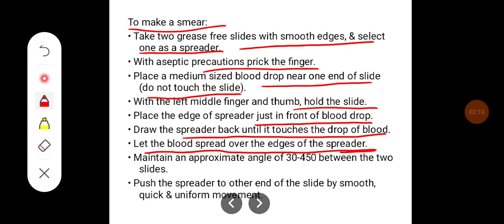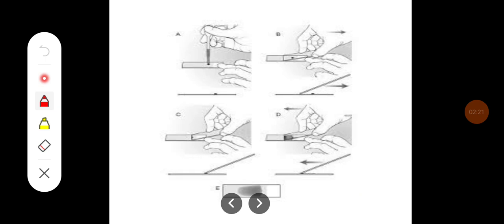Then, maintaining an appropriate angle of 30 to 45 degrees between the two slides, push the spreader to the other end of the slide by smooth, quick and uniform movements. Okay, so this is how the procedure is to make a good smear. So take a drop of blood. Then place the spreader just in front of the blood drop, then pull it back and spread the blood throughout the edges. Then maintaining uniform forward movement, just push it in the forward direction, maintaining a 30 to 45 degree angle.